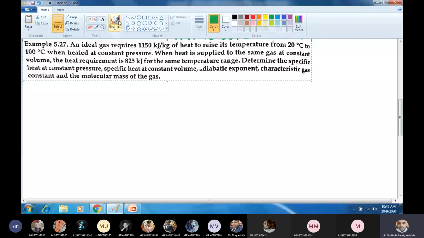So an ideal gas requires 1150 kilojoules per kg of heat to raise the temperature from 20 degrees to 100 degrees centigrade when heat is added at constant pressure. Let me write the first data.